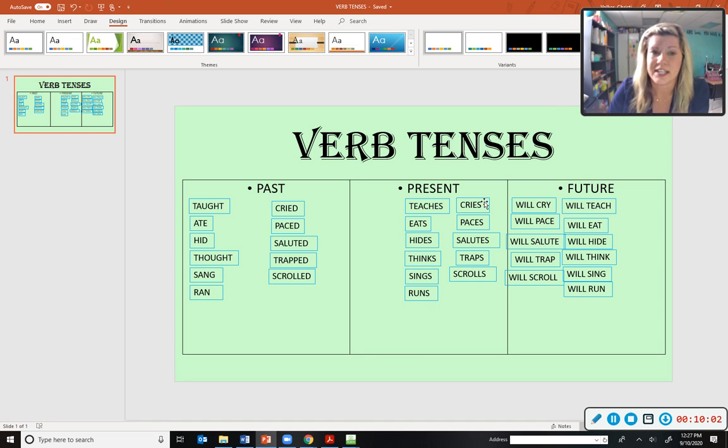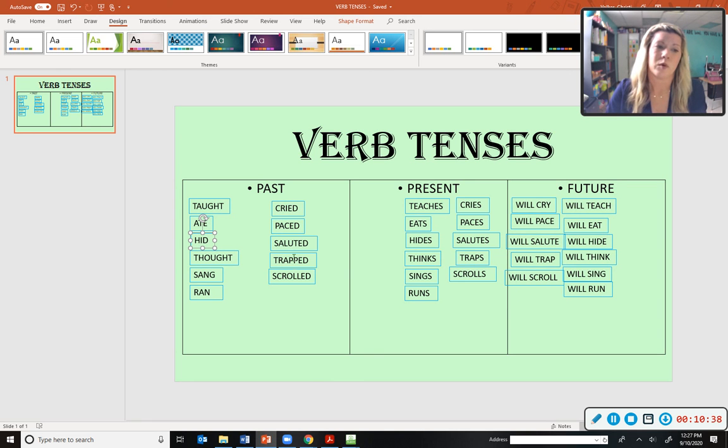So we can see here every verb that we put in this center column has S or ES. We have cries, paces, eats, thinks. So all of those ended up with an S. Okay, now let's look at past. I have some over here on the left where we didn't really see a pattern. They just became a new version of that same word. Instead of putting hide, we put hid. Instead of putting eat, we put ate. So they became a whole different word.